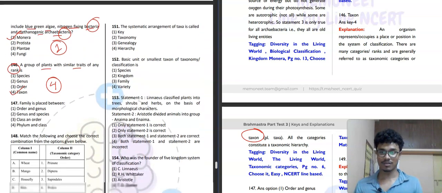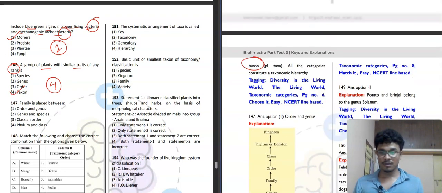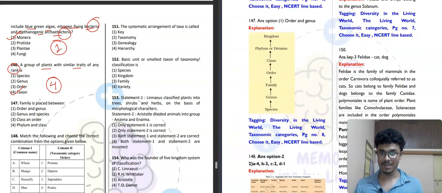Now the next question, 147. If we remember that family is placed between order and genus, genus and species, class and order, or phylum and class. If we remember the trick I gave you, KPCOFGS, yes, so family is placed between order and genus. So here the first option will be our correct answer for this question.